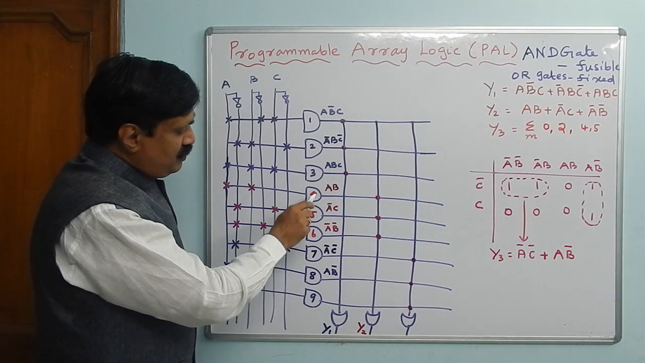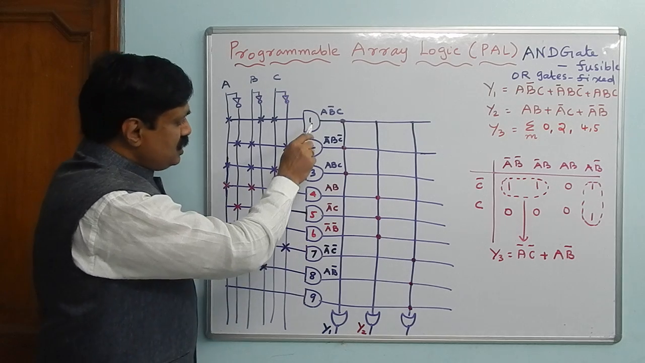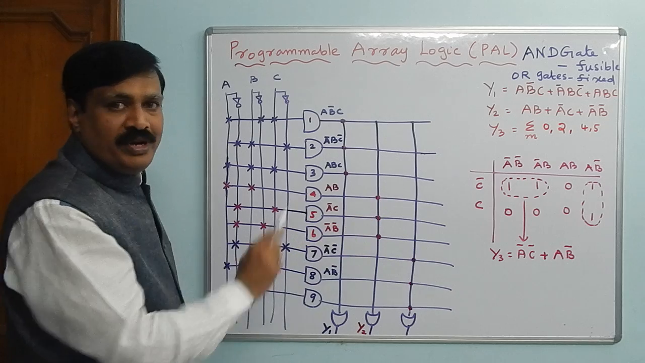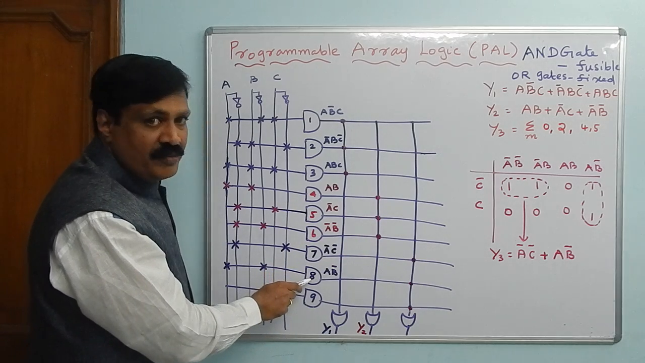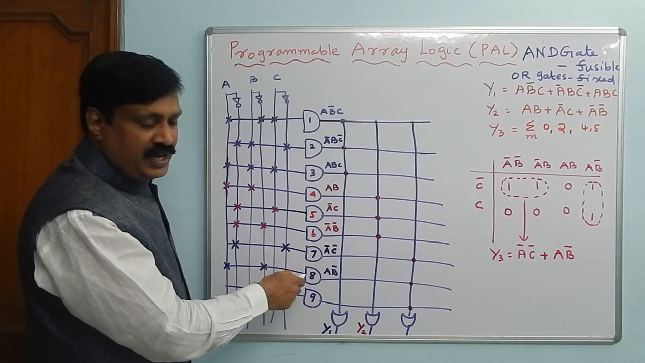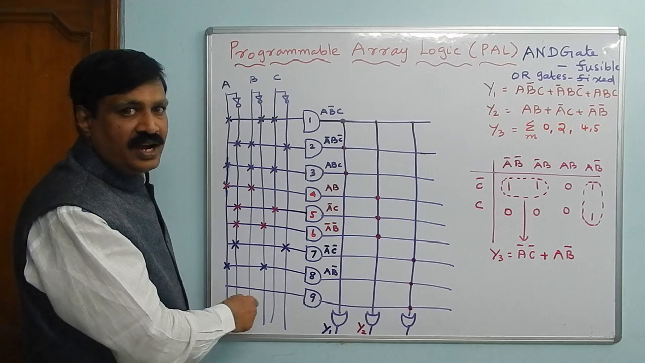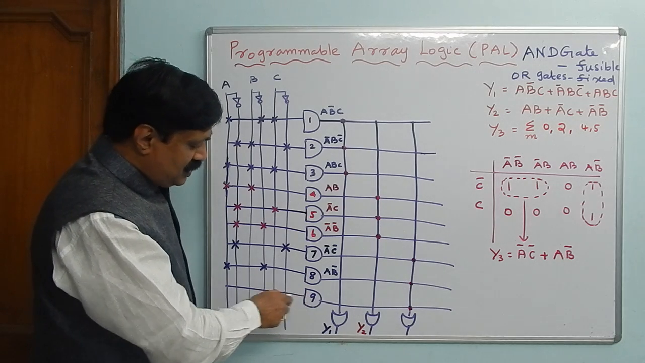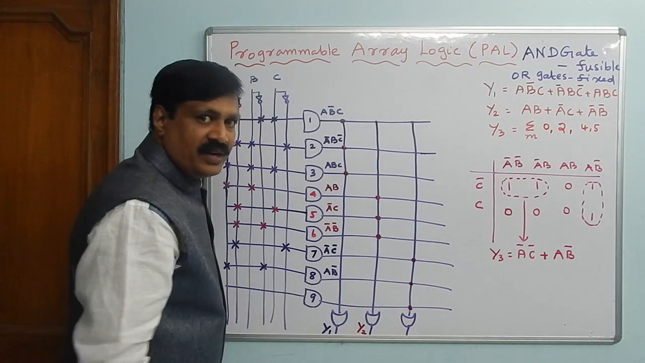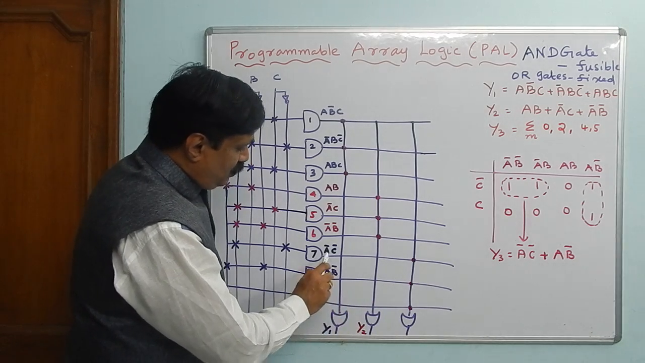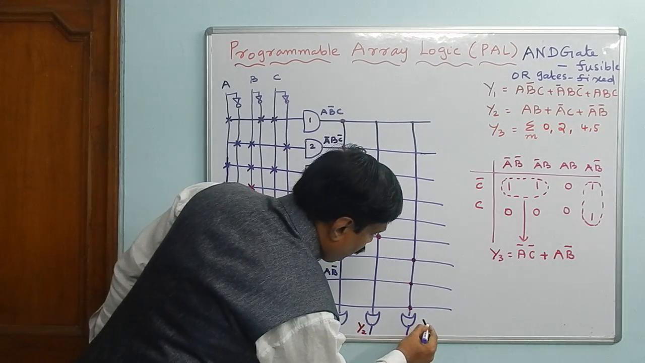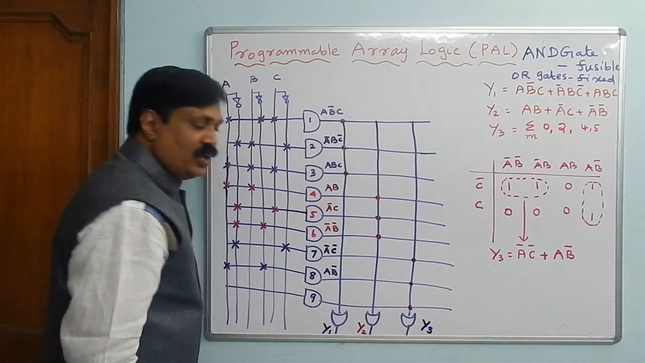And in this equation, three min terms. In the third equation, we have only two min terms. Therefore, two min terms are given in this and it is connected to the AND gate and the third is left unconnected. Therefore, it is not connected anywhere else. But it is fixed, therefore it is there. Here output will not come. Therefore, these two products are ORed here and you are getting Y3 here.